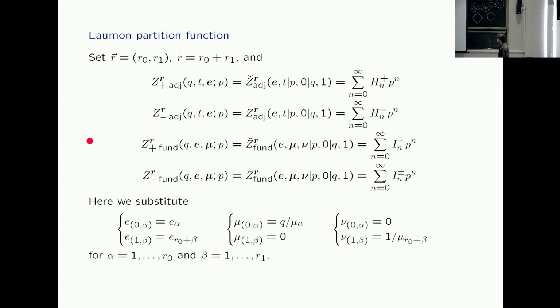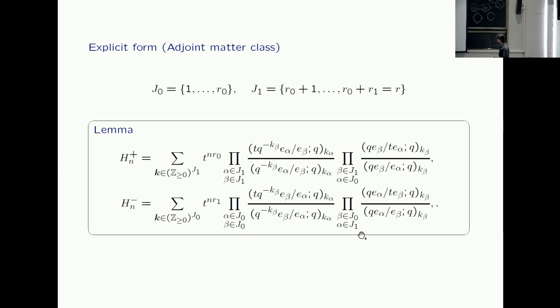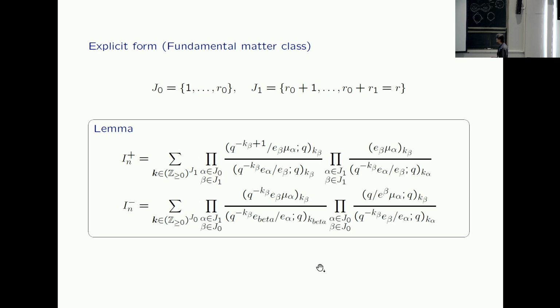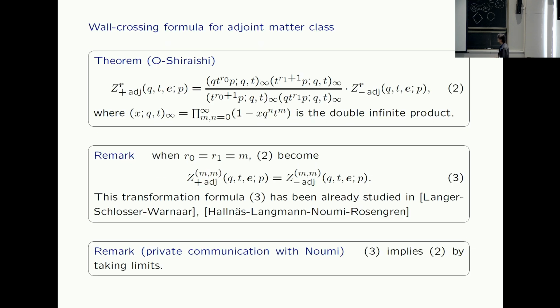So we need to change some notation. We use index 0 and 1, and we substitute these parameters. Then we have this kind of explicit form of the generating series. And we have a theorem for conjecture one.